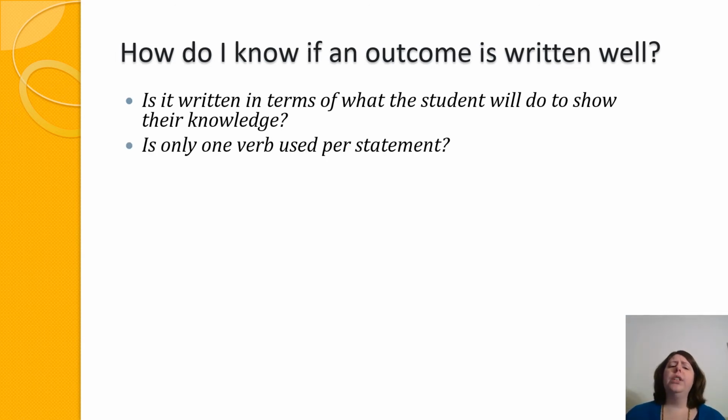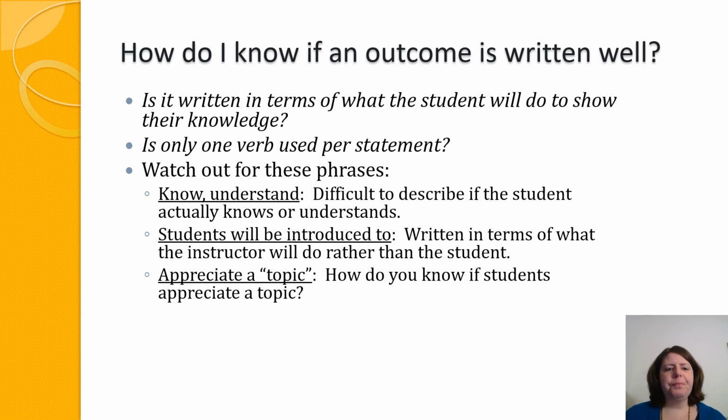Did you use one verb per statement? It's also very easy to say, okay, the student's going to list and describe. So in that situation, we'll talk about how to deal with that, but you want to think about, is it important to have both statements? Should the student be able to list this and then also describe? Or can we take both of those two terms and put it into a higher level Bloom's statement? I'll show you an example of that later.